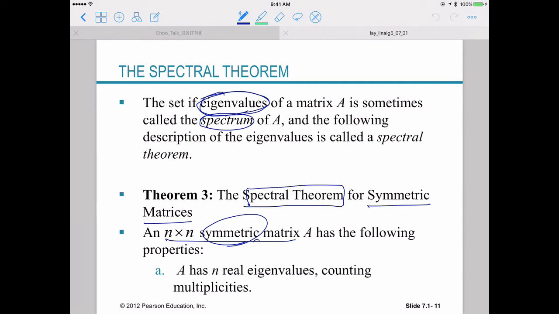Okay, so let's look at the first one. It says that A has n real eigenvalues, counting multiplicities. So if the matrix is symmetric, then that matrix has n real eigenvalues. So what would be the other cases not corresponding to this?